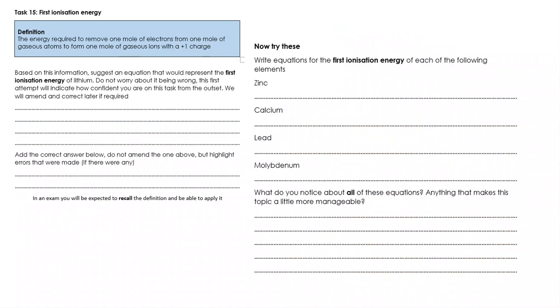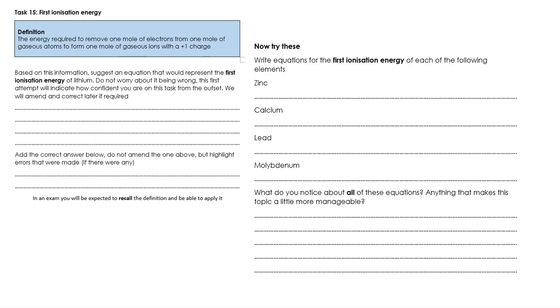So we're going to move on. I'm going to take a look at first ionization energy: the energy required to remove 1 mole of electrons from 1 mole of gaseous atoms to form 1 mole of gaseous ions with a +1 charge. You need to remember that, but you need to remember it with the confidence to use it. It might be useful for you to pause to try the left-hand side of the screen and then double check you're on the right track.